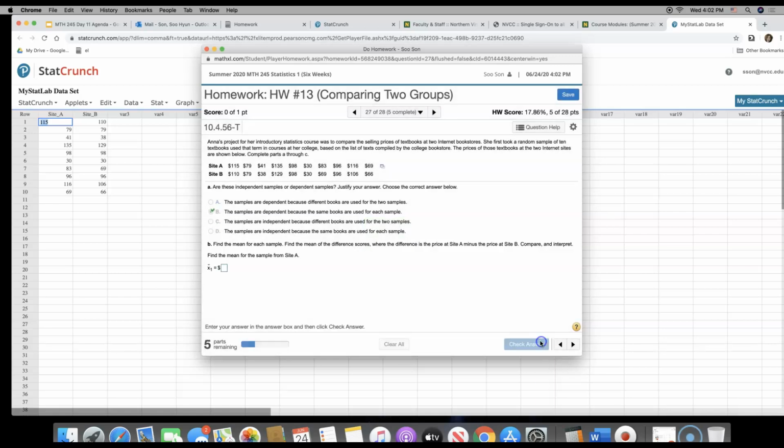Let's see. I want to do a test. Find the mean for each sample. Find the mean for the differences, where the difference is the price at site A minus price at site B. Compare and interpret. So they want you to find the average textbook price on site A. Let me do that. And you know what? While I'm on it, let me go ahead and find the average for site B too.